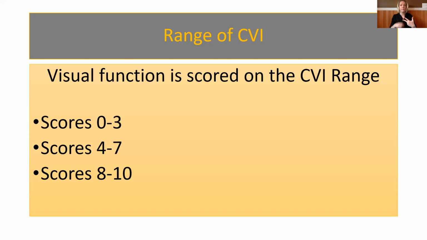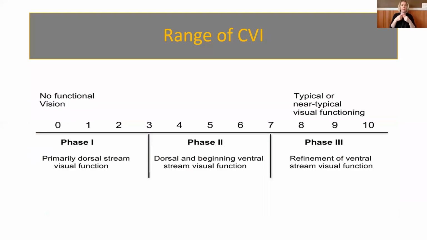And again, in phase 1, we want to build those consistent visual responses. In phase 2, we're really thinking about integrating the vision and the task, the vision and function. And in phase 3, we're helping those students self-advocate and helping them figure out how to take those strategies and use them in different situations. And there, of course, is the top of the CVI range, Dr. Roman's CVI range, what we use to score the students.